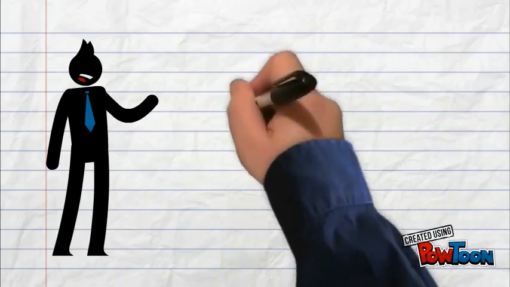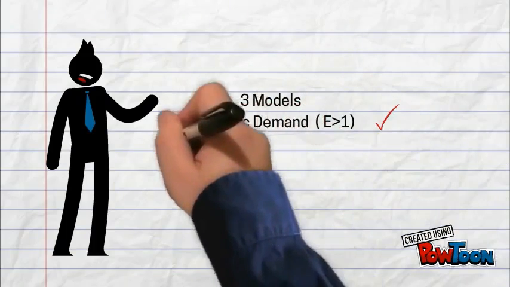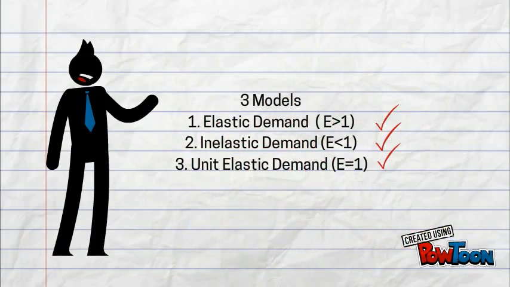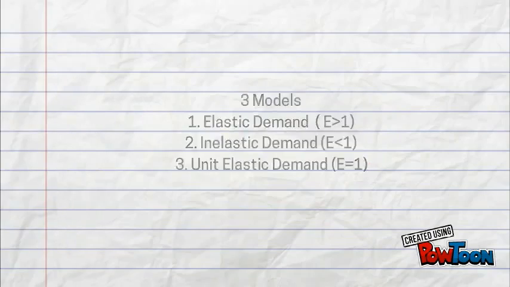There are three existing models to explain the price elasticity of demand. Number one is elastic demand, number two inelastic demand, and number three unit elastic demand.